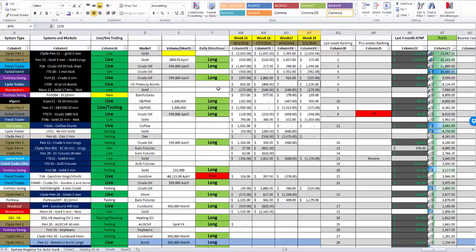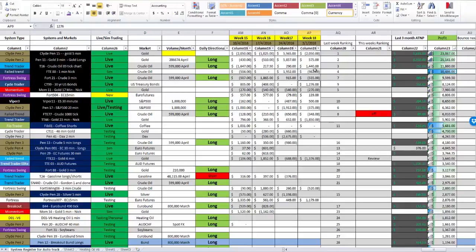What is the bond system here? Is anybody tracking bonds or trading bonds? Bonds are obviously a higher tick value, or a higher value as far as cost per point, but is anybody tracking bonds? Because this bond system, this cycle trader bond system, is doing really well. No one on the bonds, okay.